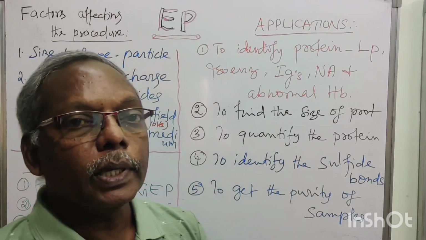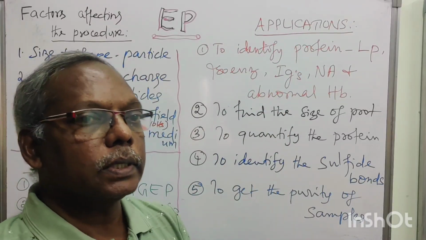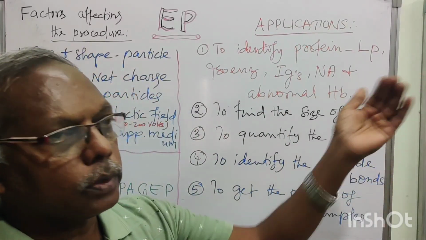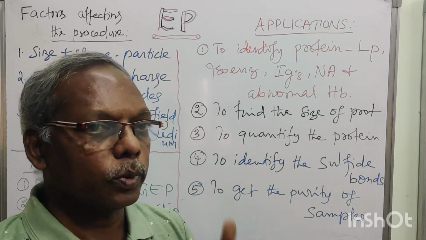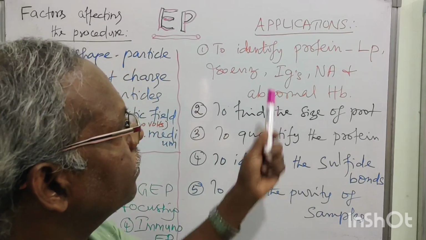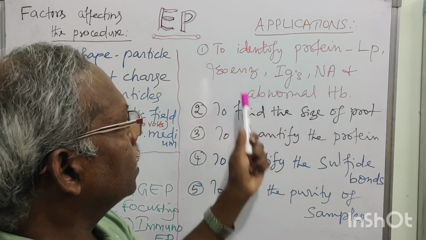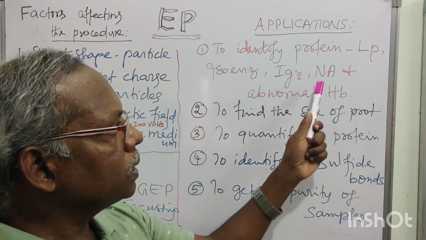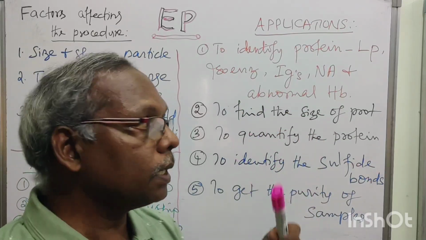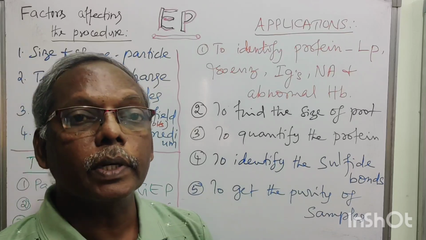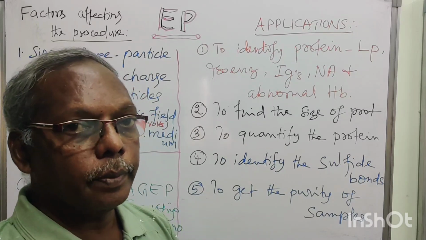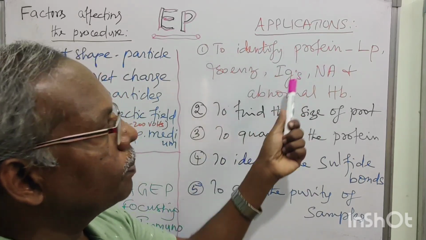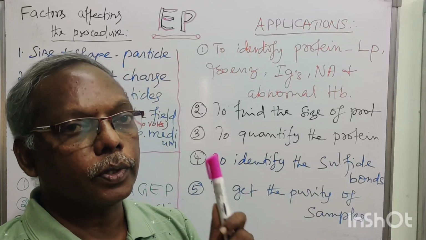Then coming to the applications where we are using this electrophoretic procedure, the first one is separation of plasma proteins, right? Like that we have lipoprotein, isoenzyme, immunoglobulins, nucleic acids, DNA and RNA, and some abnormal hemoglobin like sickle cell anemia. So these are all the applications for the electrophoretic procedure.